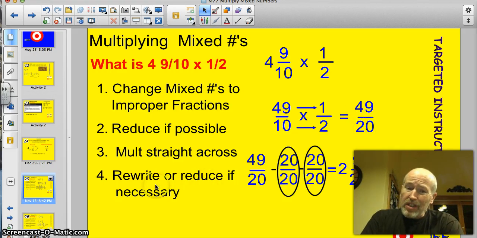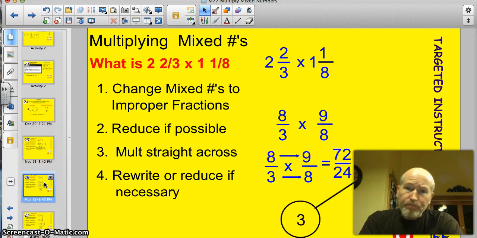Now, you have to rewrite this because that's an improper fraction. There are 20 pieces in a whole, so I subtract one whole with 20 out of 20. I subtract another whole with 20 out of 20. So I've got 2 wholes, and I've got 9/20 remaining. And there's my answer. Okay? All right, let's take a look at another example.